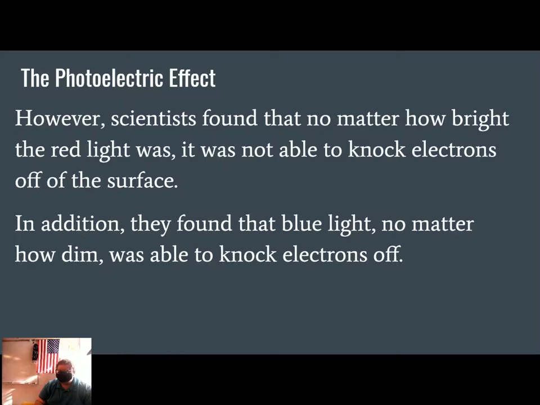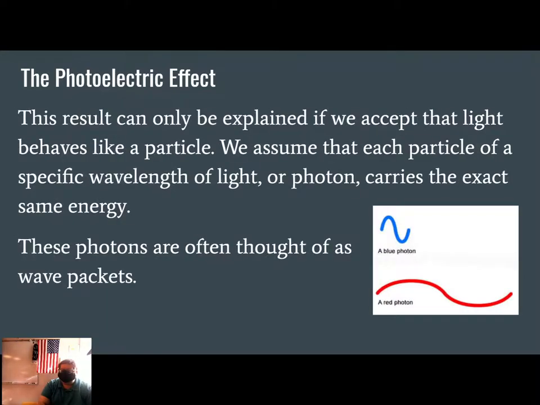Because again, if it's just energy to knock off the electrons, if you increase the amplitude, you increase the energy. Why is it that they're not able to? The only way you can explain this is by assuming that the light is behaving like a particle here. So all the light, no matter how much light you have, is broken up into small particles we call photons. And a photon represents sort of an energy packet, okay?